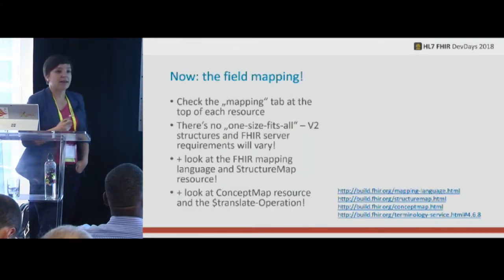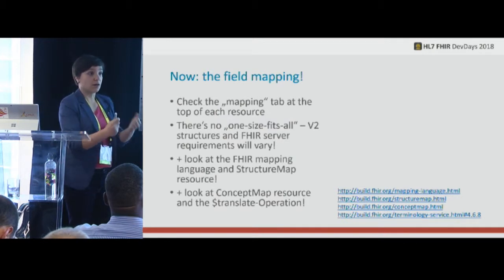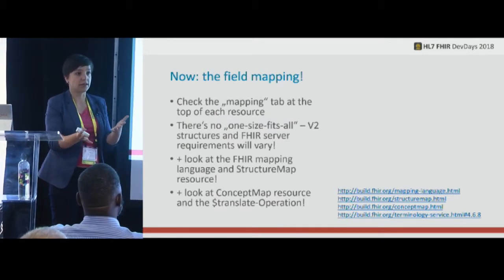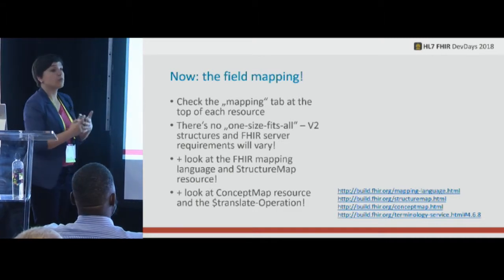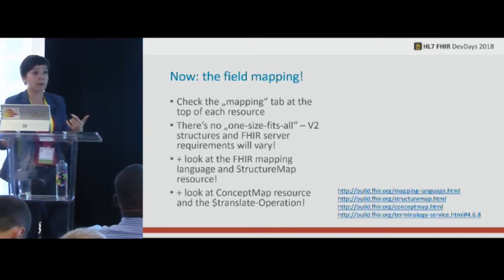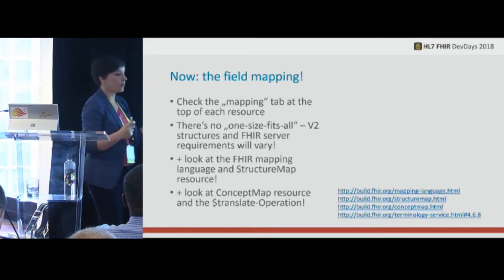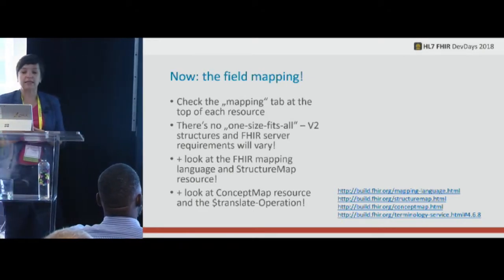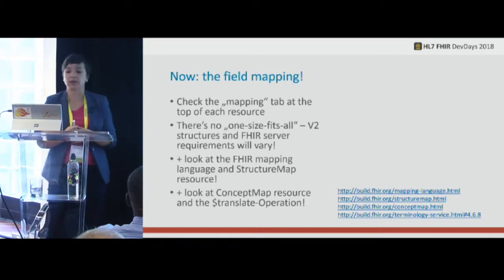So now we have the interactions all in place. We have the conditional update, we have the conditional delete, and what we need now is the basic field mapping, like mapping one element from the V2 message to a FHIR resource. So there's a couple of things that are going to help us doing this.